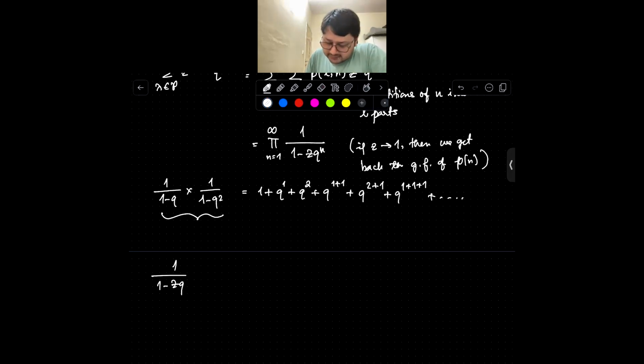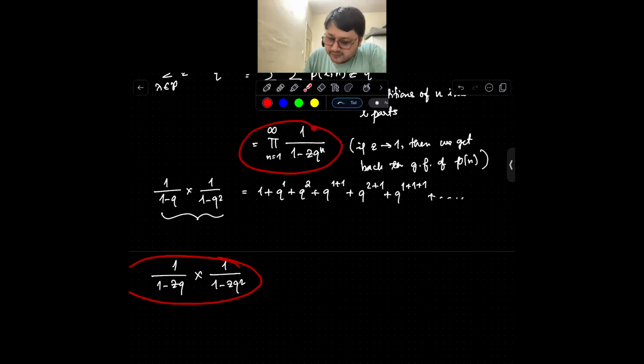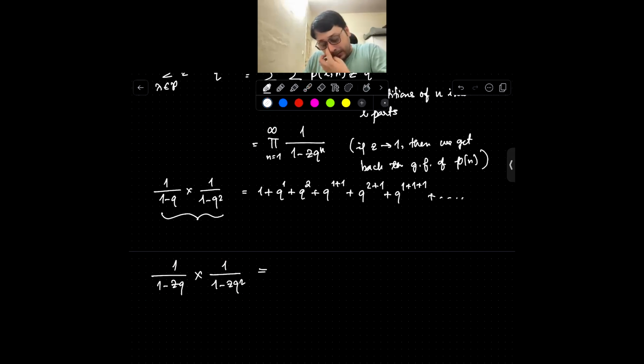So we have 1 over 1 minus zq times 1 over 1 minus zq squared. So these two are the first two factors of this two variable generating function. And in this case, what you will see is it will be exactly the same thing as what we had here, but this time we'll have a z multiplied with each term where a q appears. Okay, so you'll get z q to the 1, and this will be z q square, but this will be z square q 1 plus 1, and z square q 2 plus 1, and z cube q 1 plus 1 plus 1, and so on.